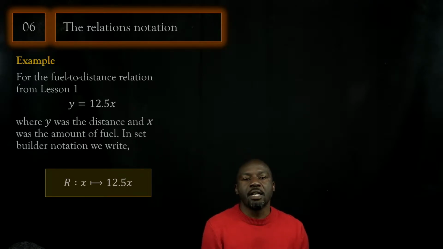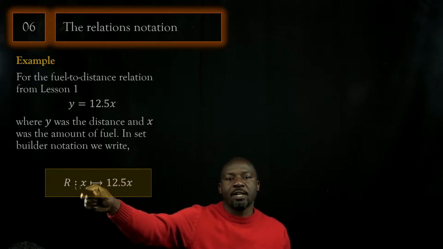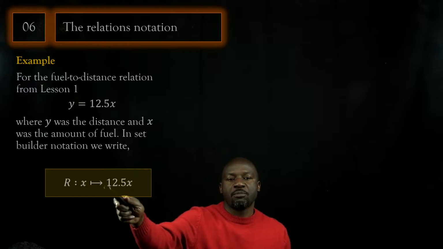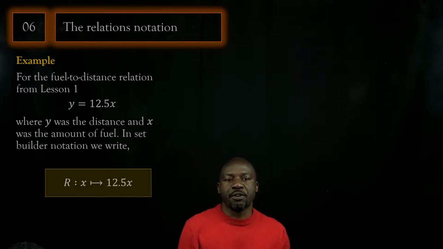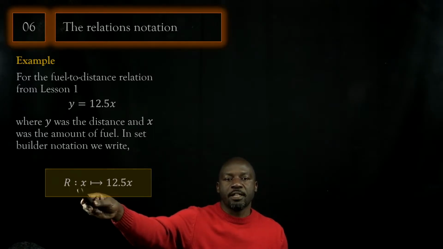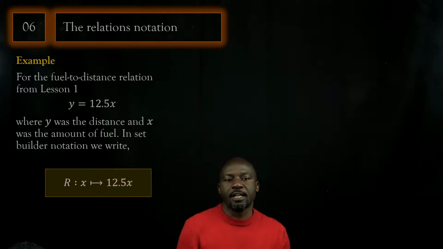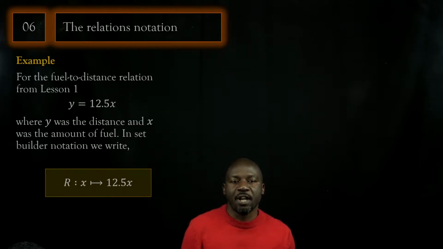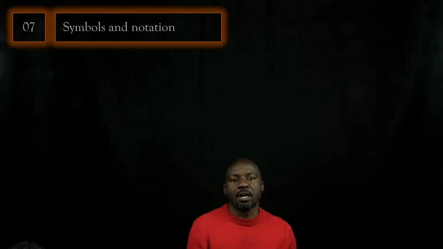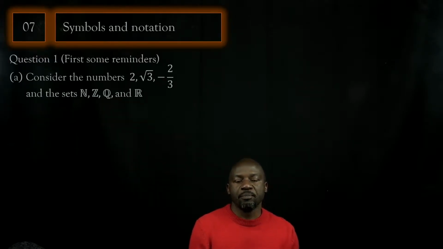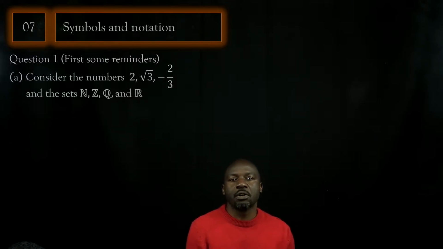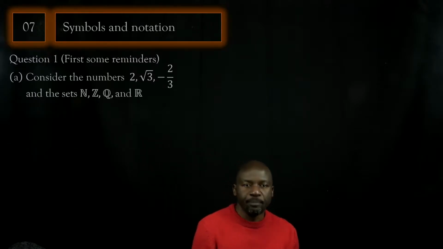Just to clarify, if I put 1 liter there, then 1 times 12.5 means I get 12.5 kilometers. If I put in 10 liters, then 10 times 12.5, I get 125 kilometers, and so on, right? So this is a relation notation. We also talked about the set builder notation, but that is coming up shortly in an example. So we will start with question 1 here.